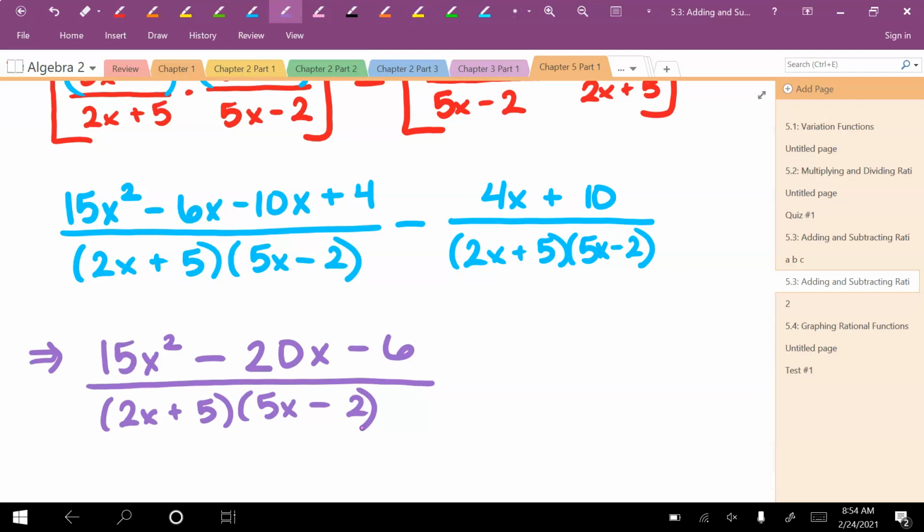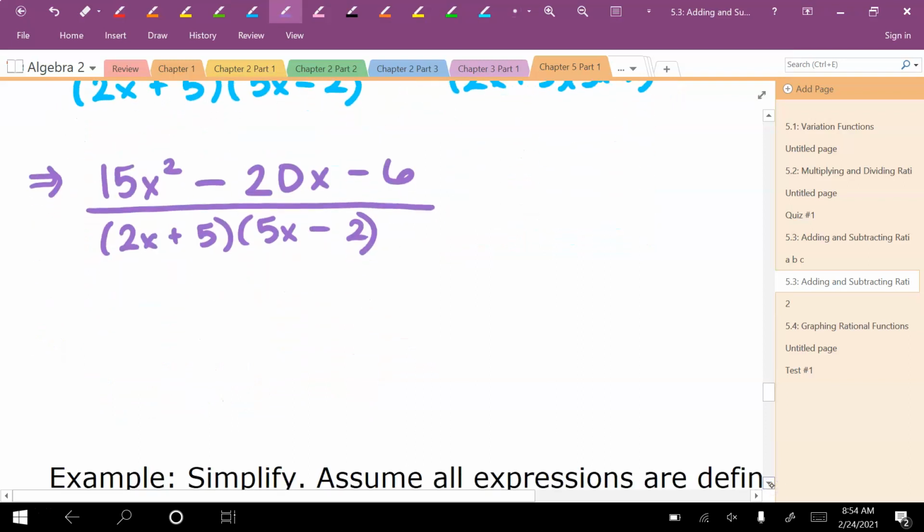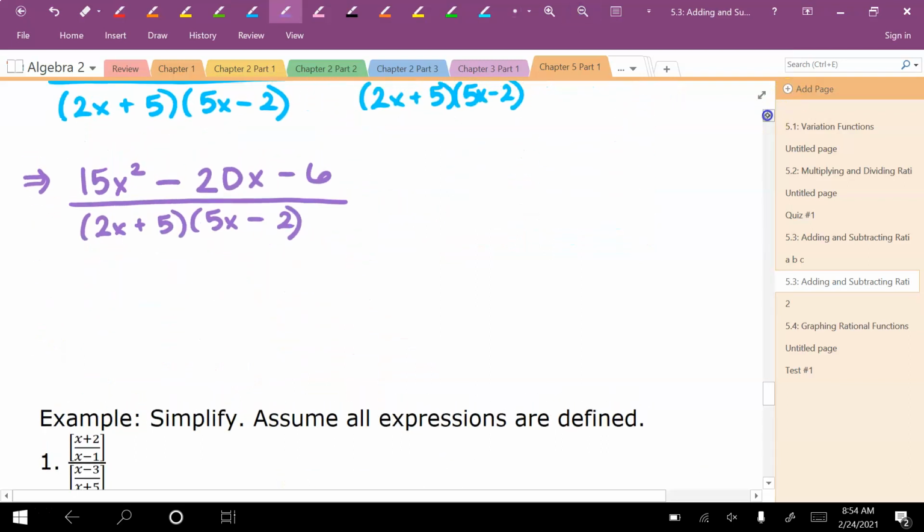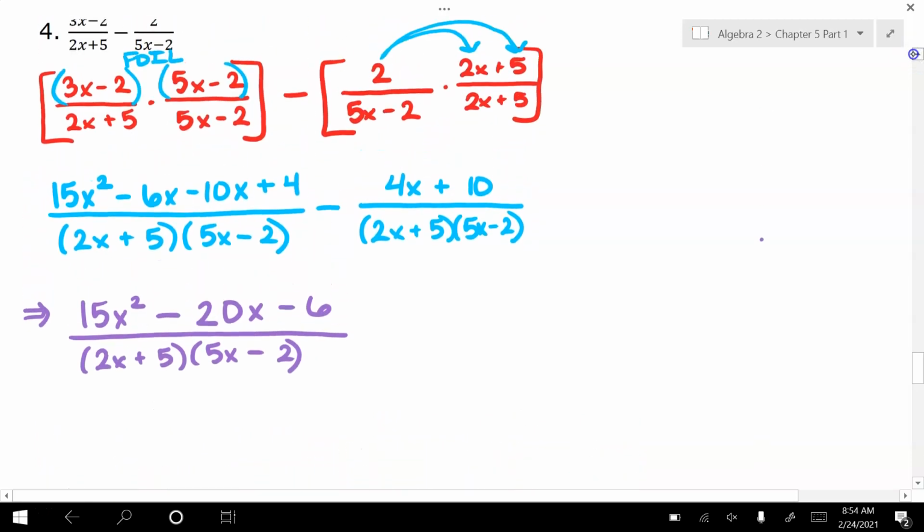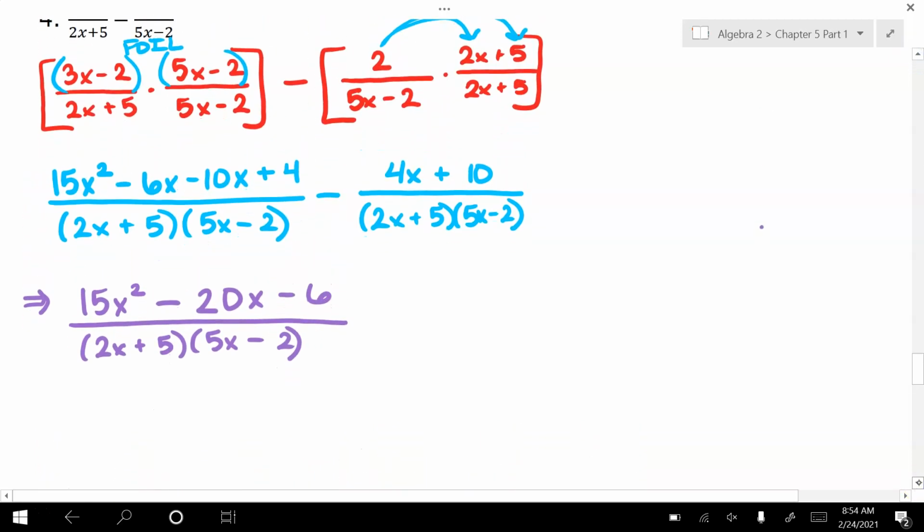Okay, at this point, what I would try to do is factor the top if I can. Which this is going to be one of those problems that takes me a little bit longer to factor. So, let me just see if I can factor it real quick here. So I'm going to take 15 times negative 6, which is negative 90. And then my b is negative 20.